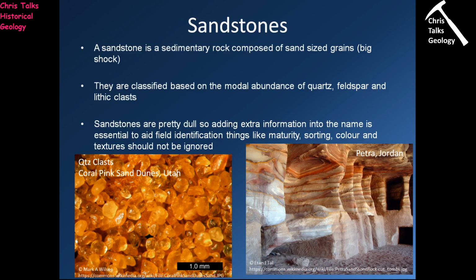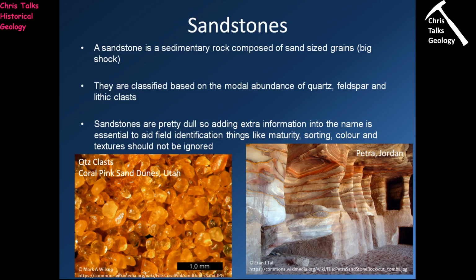So now let's think about sandstones. Well, sandstones, as the name suggests, are made up of sand-sized clasts. Quite a big shock there. So they're classified based on the abundance of quartz, feldspar and lithic clasts. Lithic clast means rock clast in your sandstone. Now, sandstones on the whole are not a hugely exciting class of sedimentary rocks because most sandstones are dominated by quartz and feldspar, and there's typically not much else really going on.